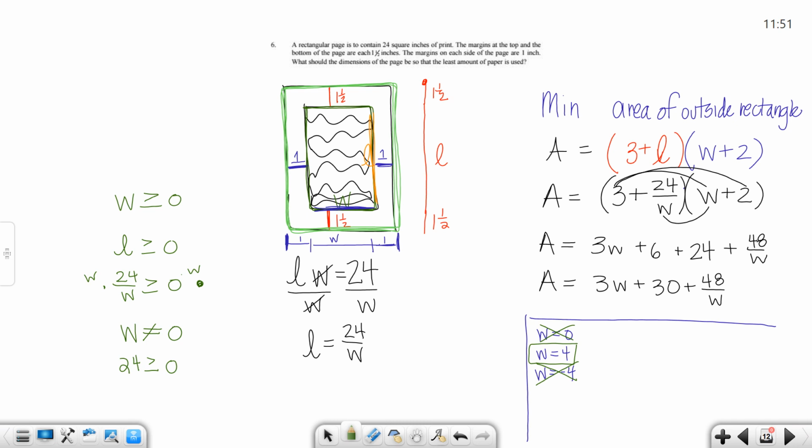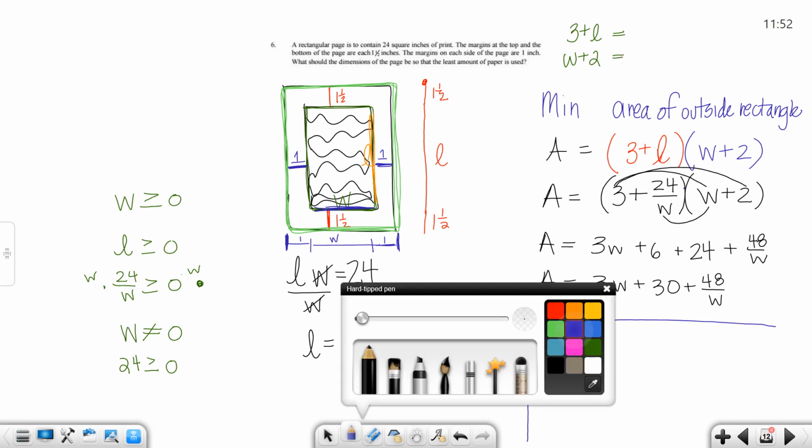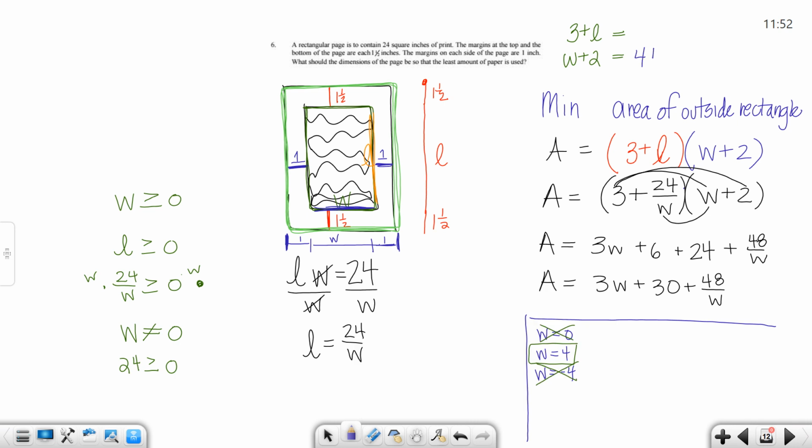But now, this is the tricky part. It says dimensions of the page. So w equals 4 is not one of your dimensions. Your dimensions of the page are 3 plus L, there's one dimension, and w plus 2, there's the other dimension. Well, I know that w is 4, so this is going to be 4 plus 2, so one dimension will be 6. Now, we have to find the 3 plus L part.